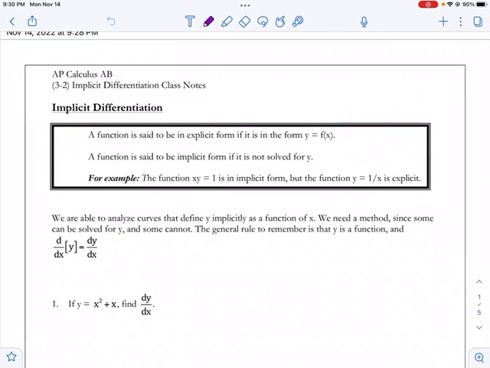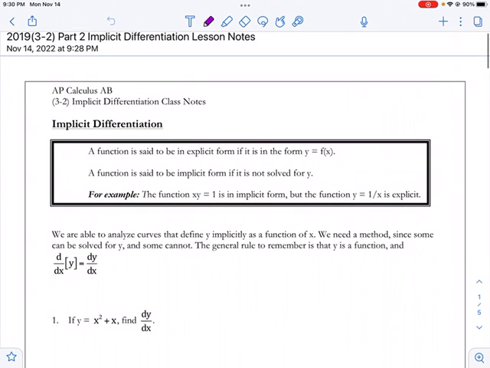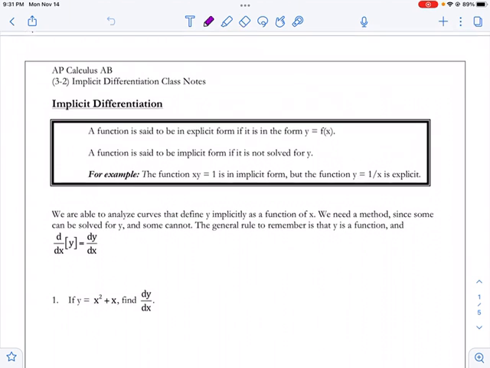Okay, going back to section 3.2, implicit differentiation, class notes, part 2, we want to revisit this as a second day. A function is said to be in explicit form if it's in the form y is equal to f of x, and a function is said to be in implicit form if it is not solved for y. For example, the function xy is equal to 1 is in implicit form, but the function y is equal to 1 over x is explicit form.